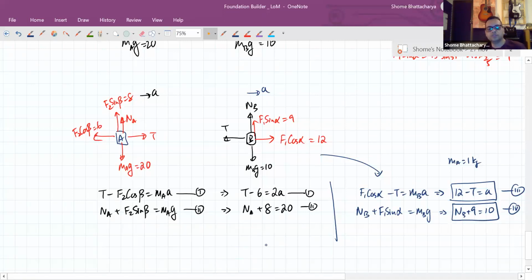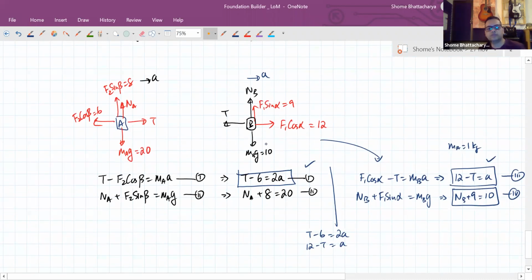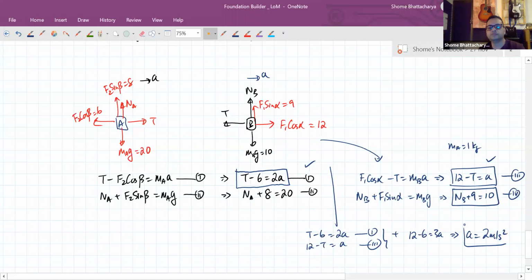Okay. So now what you do is you take these two equations: T minus 6 is equal to 2a, and 12 minus T is equal to a. So this is your first equation and third equation. You add both of these and you will get 12 minus 6 is equal to 3a. So that will give you your acceleration is 2 meters per second square.